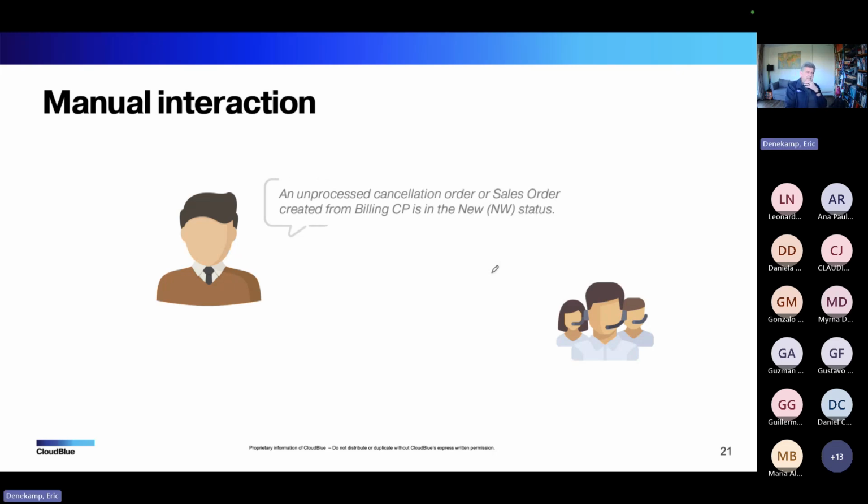Sometimes, like standard cancellation orders, are stalling in the new status. So what do you do? You open that order, you double click that order, and then there is an open order button. The moment you click that open order button, it will start processing it.